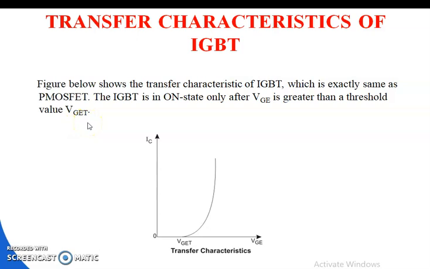Threshold means the minimum value at which the device starts turning on and goes from blocking mode to conducting mode, or off state to on state. It is the minimum amount of gate-to-emitter voltage required. After this voltage, the IGBT will be turned on after breaking the reverse-biased junction.